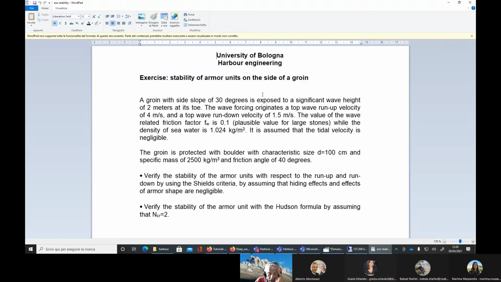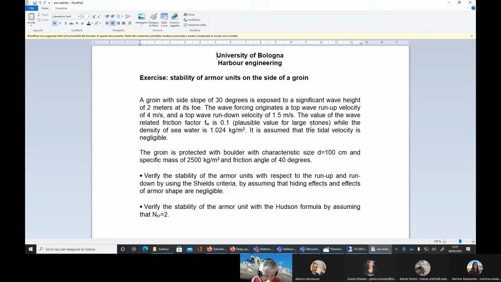Now, it is required to verify the stability of the armor units with respect to the run-up and run-down by using the Shields criteria, assuming that hiding effects and effects of armor shape are negligible. And then there is the second question: verify the stability of the armor unit with the Hudson formula by assuming that NCR is equal to 2. We assume that the producer gives us the value of NCR.